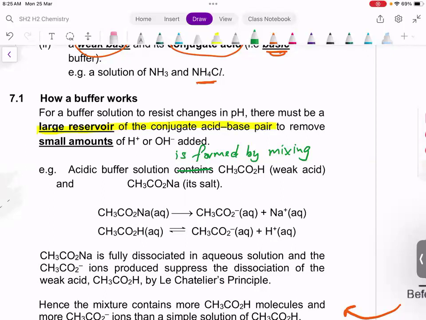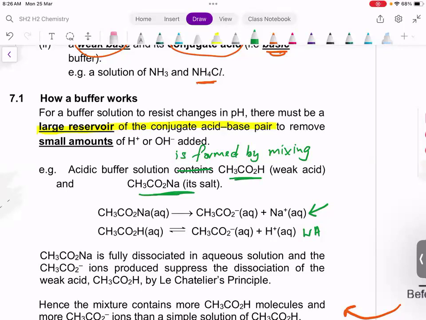Okay, and I need you to help me change this part. Acidic buffer is formed by mixing your weak acid and your salt. You have to mix them together. Okay, so this is the salt, which undergoes full dissociation. This is your weak acid, partial ionization to form H+. These two are added together to form this acidic buffer.